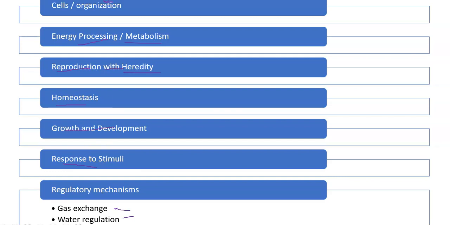And our last characteristic of life is regulatory mechanisms, which just means that the body or that living thing has a way of maintaining homeostasis. The specific ones that we talk about are gas exchange and water regulation. So for us, gas exchange means breathing, and water regulation means urinating and drinking water, but don't drink your urine.